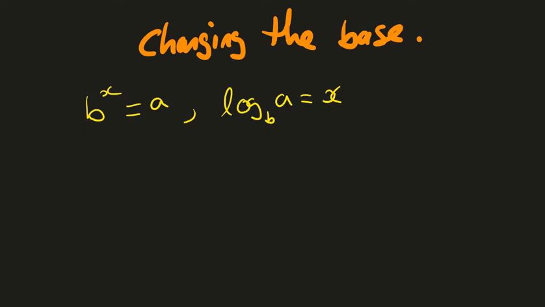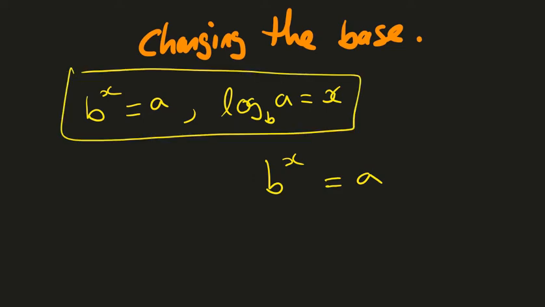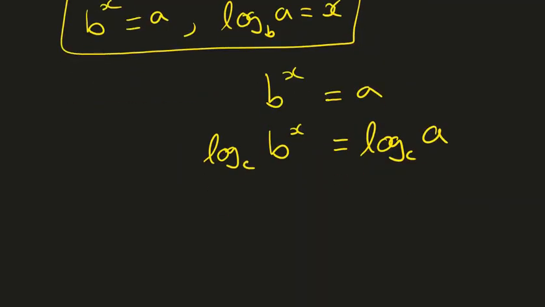Now, we'll start, in fact, with the original. b to the x is equal to a. Let's put these in a little box out of the way. What I'm going to do is take logs of both sides, right? If that's true, then let's just use some other base. We'll call it c. If I take log base c of this side, that is going to be the same as log base c of the other side. Log base c of b to the x equals log base c of a, if b to the x equals a.